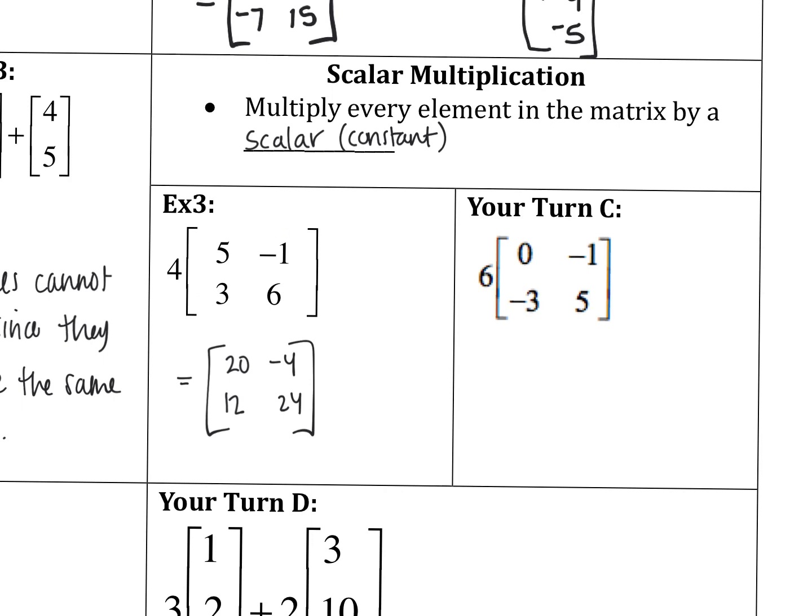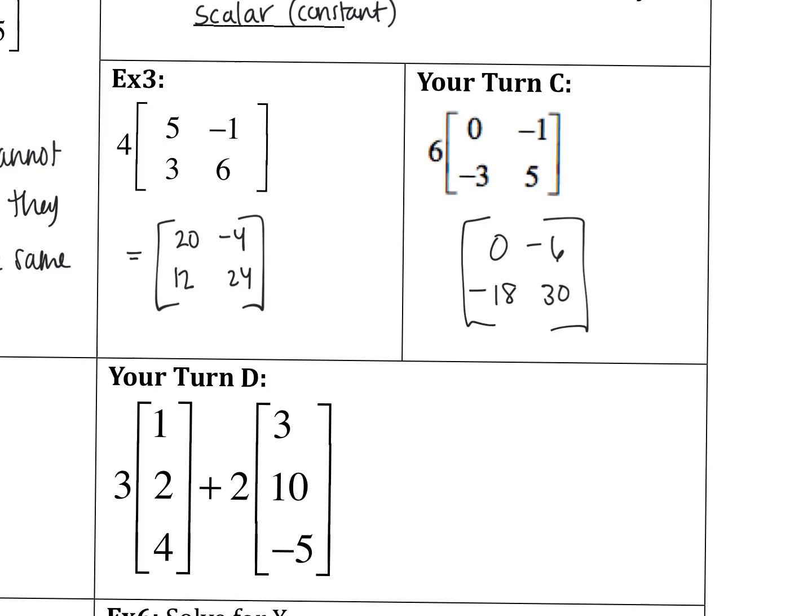All right, your turn. Go ahead and try your turn C. Pause the video and unpause when you're ready to see the answer. How did you guys do? Make sure that you multiply every single element by that constant or that scalar, and you have a resulting matrix of the same dimension as the original.